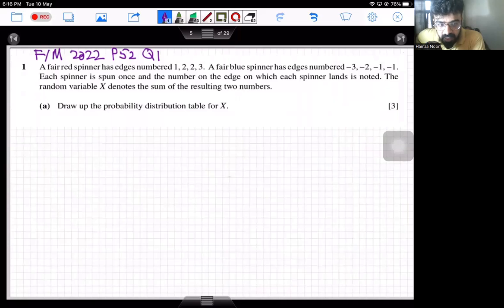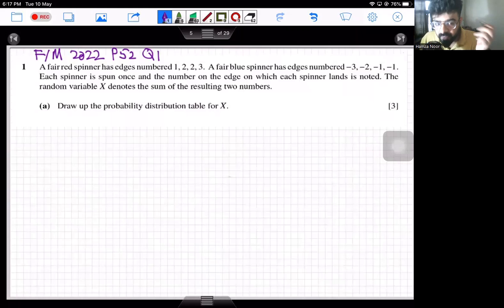The question says that a fair edge spinner has edges numbered 1, 2, 2, 3. A fair blue spinner has edges numbered -3, -2, -1, -1. Each spinner is spun once, and the number on the edge on which each spinner lands is noted. The random variable x denotes the sum of the resulting two numbers. The requirement of part A is to draw the probability distribution table for x.